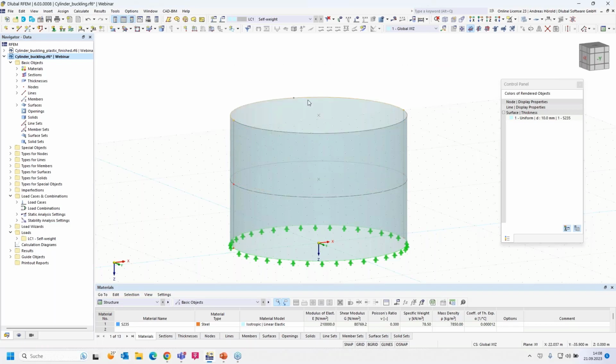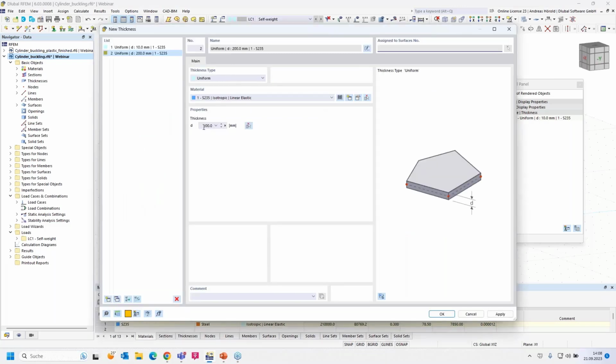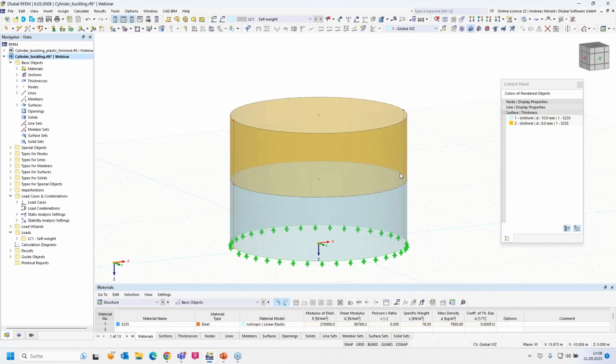Then I need to select both surfaces. Then I double click on it, and I need to modify the thickness. I create a new thickness of 8 millimeters. Okay. Same material. Okay. And you can see in the panel that the thickness of 8 millimeters for the middle ring is created.